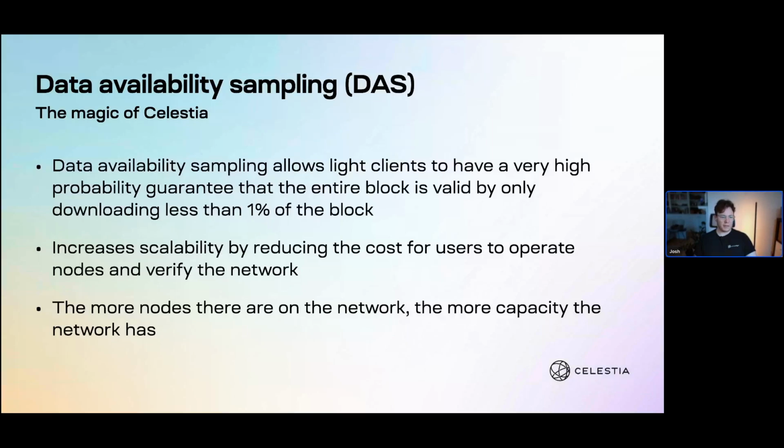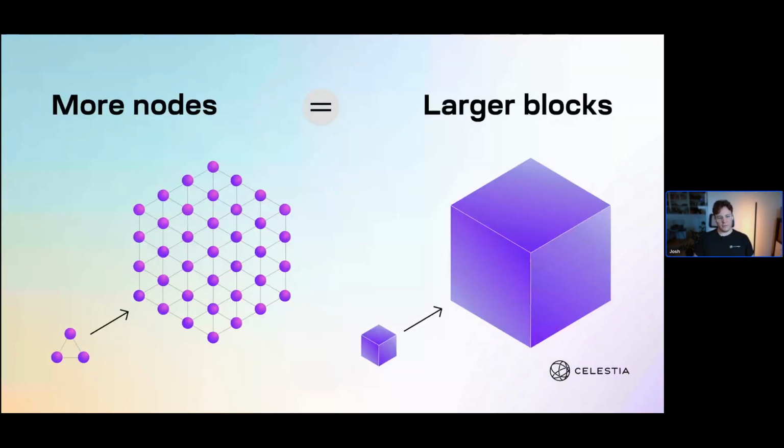But really what DASing does is it increases the scalability of a network by reducing the cost for users to operate nodes and to verify the network. So the more nodes that there are, the more capacity the network has. So the more of us that are running these nodes, the more of us that are sampling for our own sovereignty, the more block space we can have, the more rollups we can have, the more applications there can be on top of Celestia.